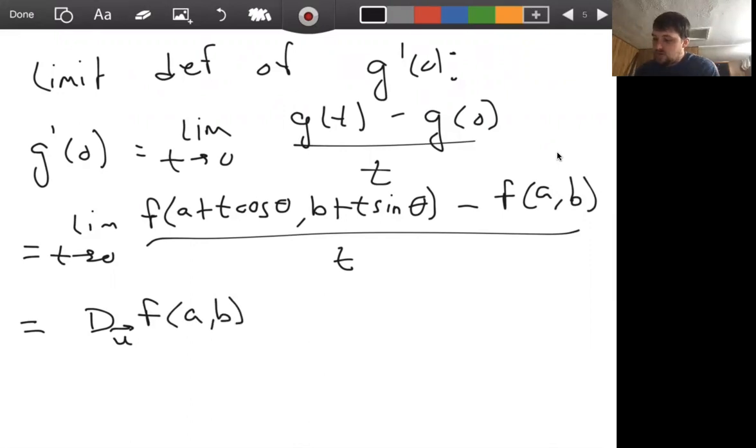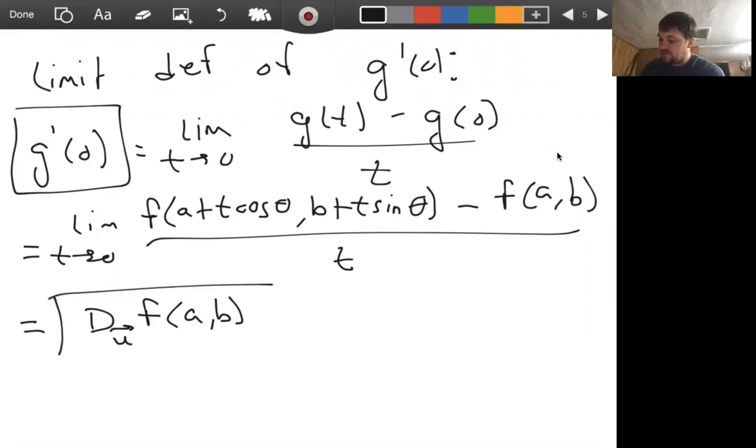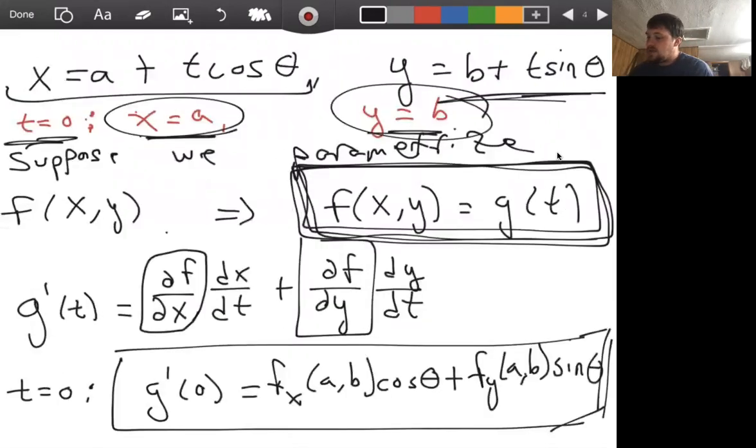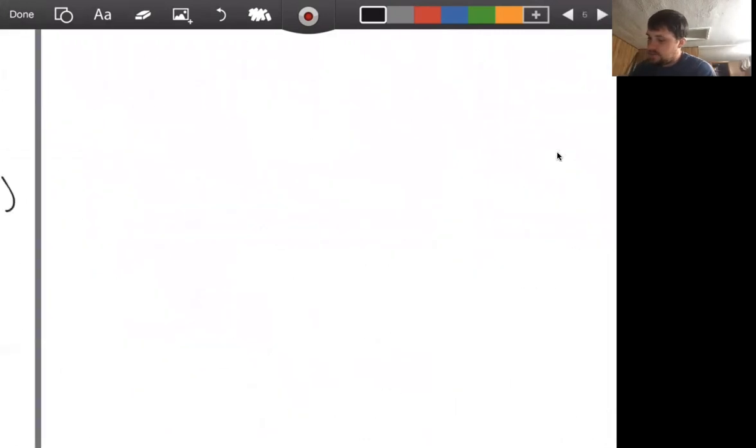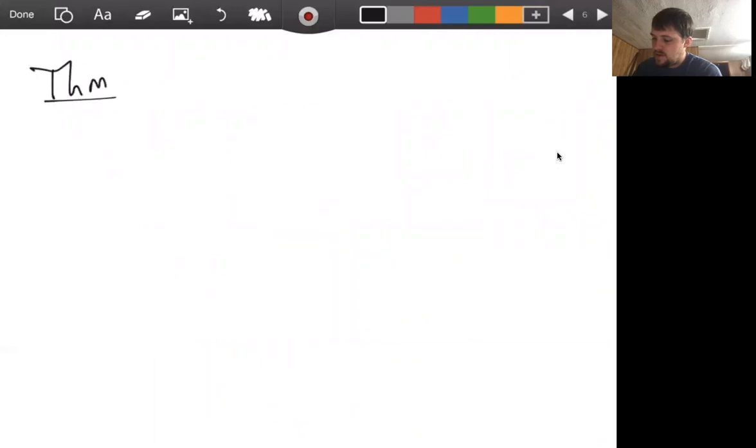So we have that g prime of 0, this parameterization, observing g prime of 0 in the limit definition, we get that g prime of 0 is the directional derivative. Using the multivariable chain rule, we get that g prime of 0 is just this linear combination of partial derivatives and trig functions. And because of this observation, we can say that this is a formula for calculating the directional derivative. So, theorem.